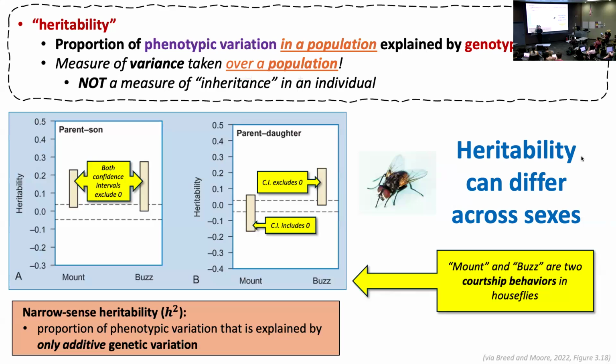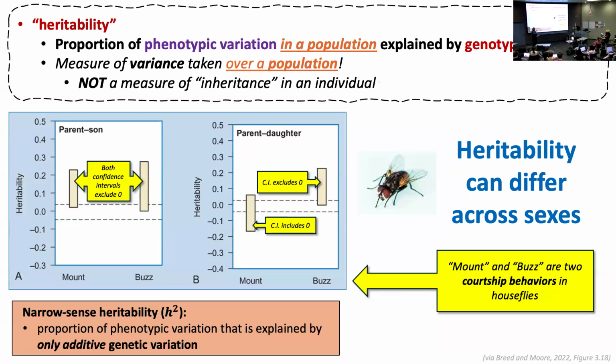Heritability is a weird thing. It can differ across subpopulations. Even within a population, there are subpopulations. So this is an example from a paper on houseflies. In this example here, we have two behaviors, mount and buzz. These are two sexual behaviors that the male performs when courting the female. Some males mount and some males don't, and some males buzz and some males don't. And so the question is, are those two things heritable?